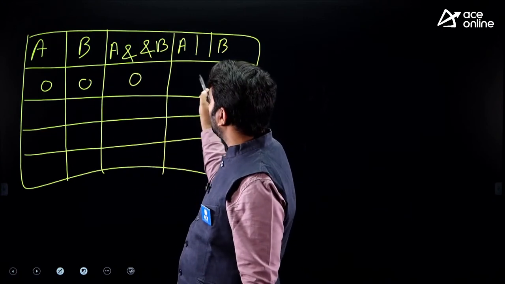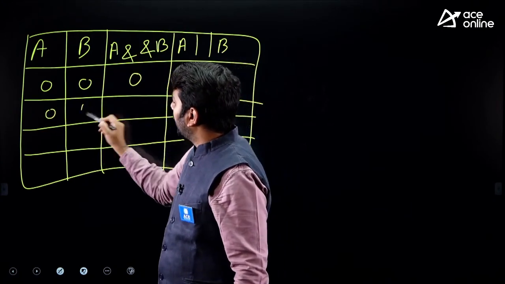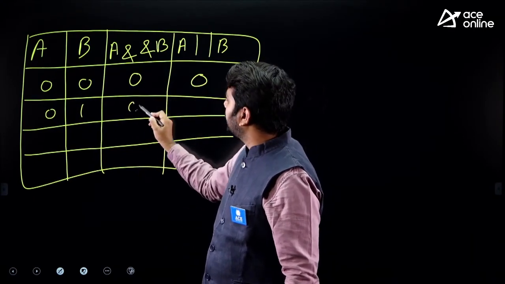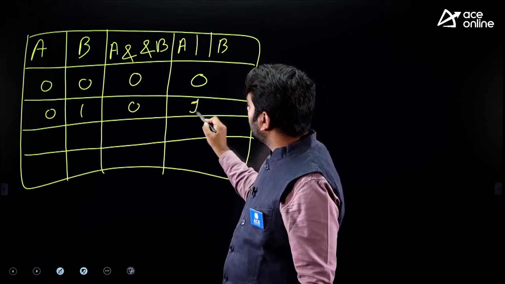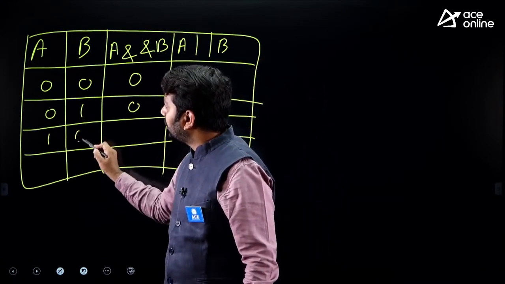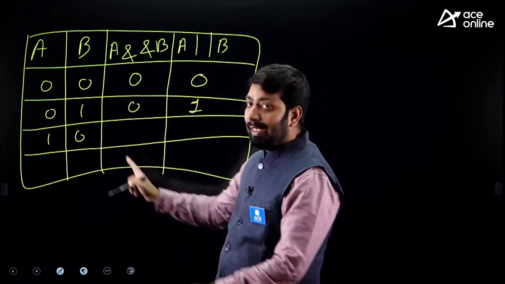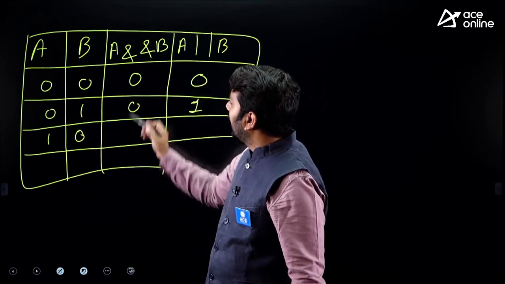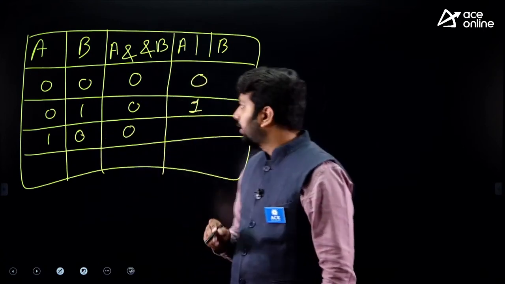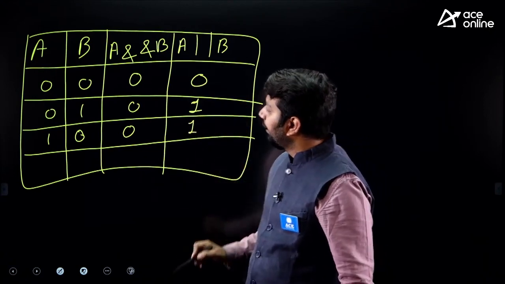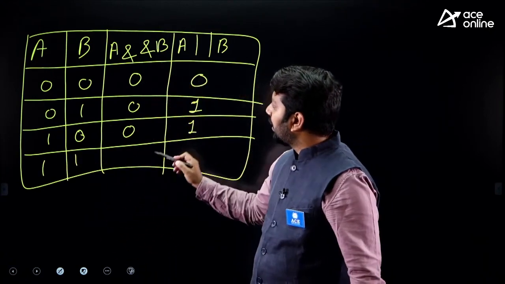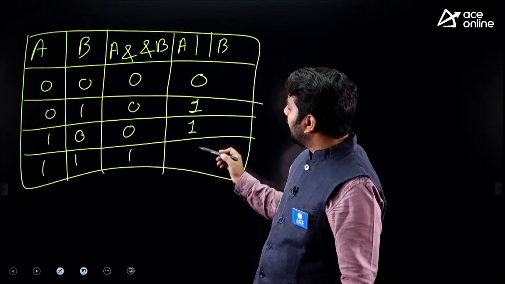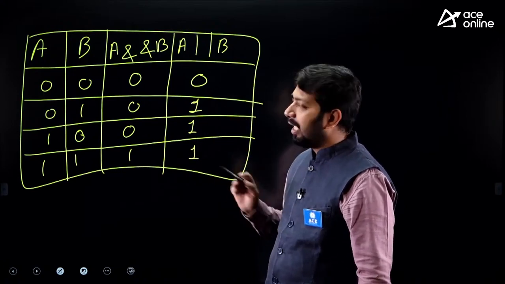So 0, 0, answer 0 for both. 0, 1, that means A is 0, B is 1. In that case, the AND answer is 0, and the OR answer is 1. If it is 1, 0, that means A is 1, B is 0, look, we are taking only Boolean expressions. In that case also AND will give answer 0, but OR will give us answer 1. And if both are 1, then only we will get the answer 1 in case of logical AND, but in case of logical OR, if any of them is true, we will get the answer 1.